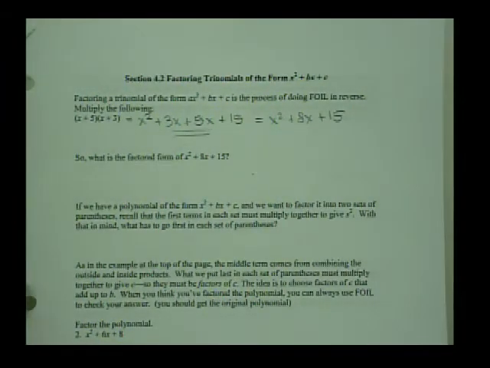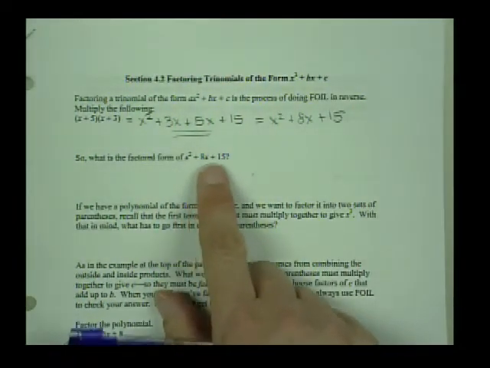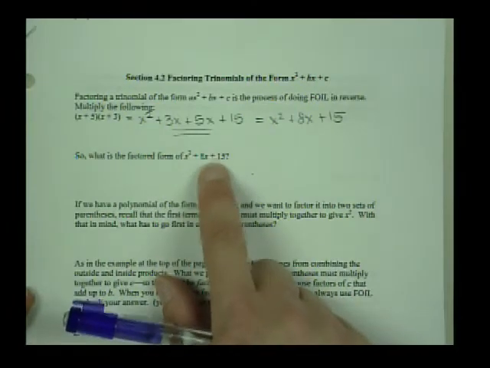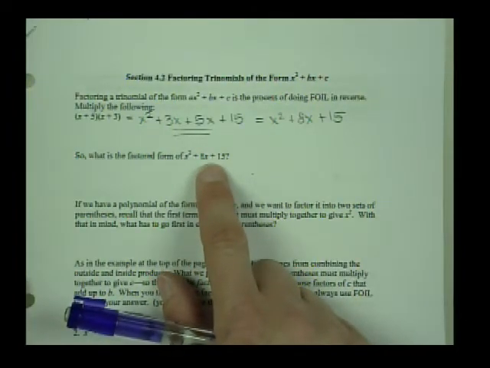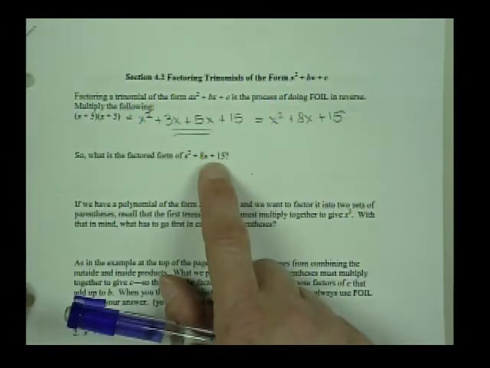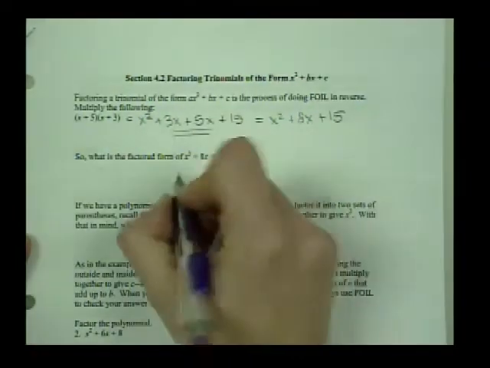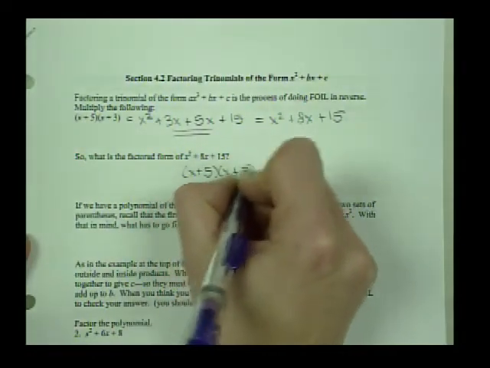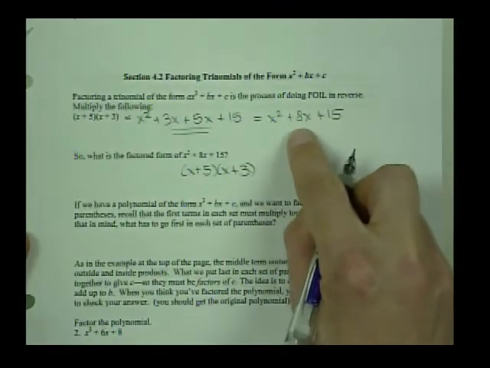So then what's the factored form of x squared plus 8x plus 15? How would we write that as a product of two things? What two things can we multiply together to get this as the answer? Yeah, what we just did, right? X plus 5 and x plus 3. When we multiplied those two polynomials together, we got this as the answer.